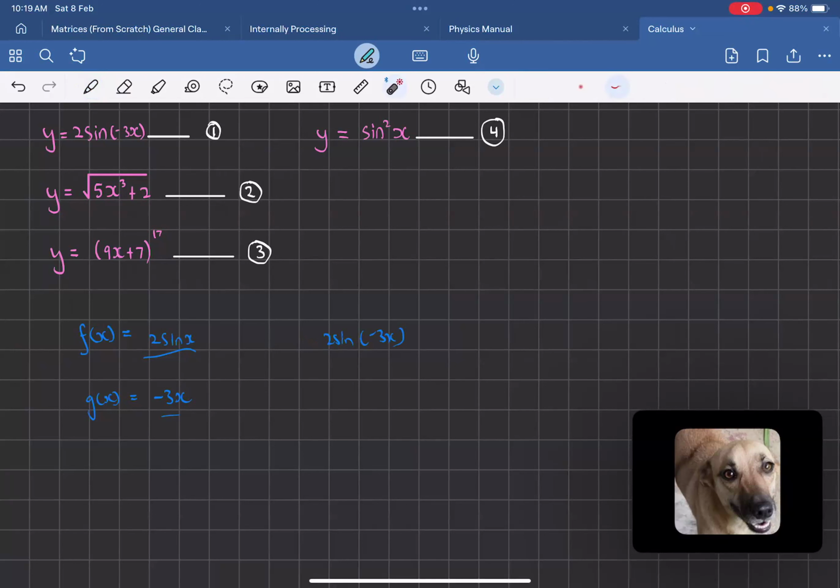Let me ask you that question. Could I differentiate 2 sine x? What's 2 sine x if I differentiate it? If you differentiate sine, you get cos. So it'll be 2 cos x, right? And if I differentiate minus 3x, what do I get? Minus 3. So we can differentiate both of those things. Right. Now, the f of x and g of x method, that's the proper method. And that's one way you could think about it.